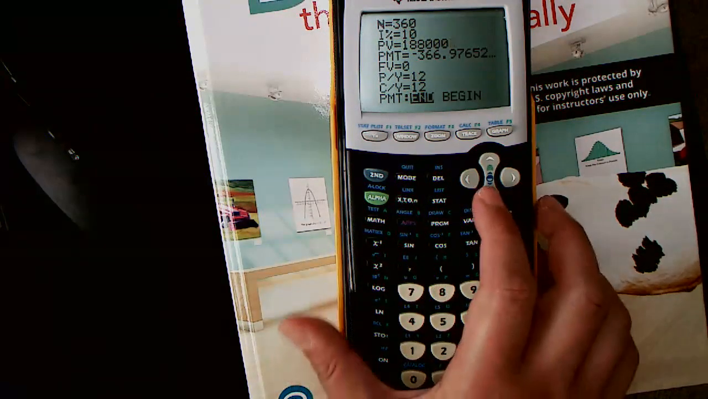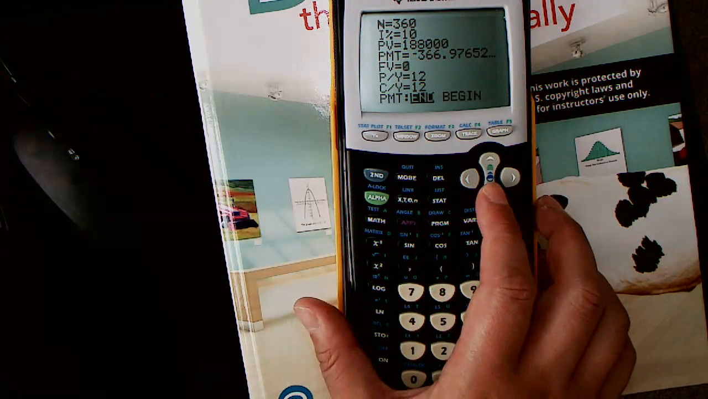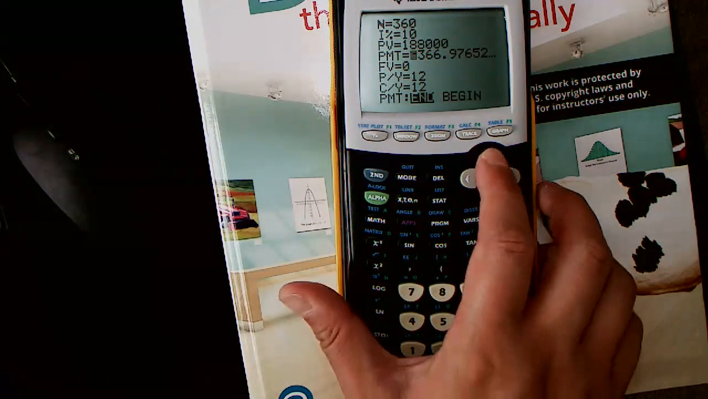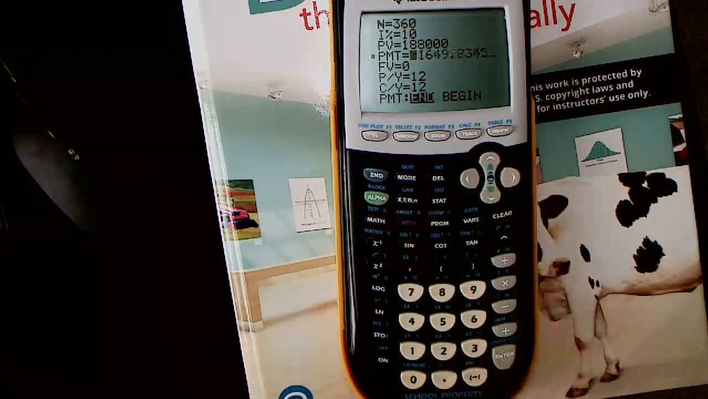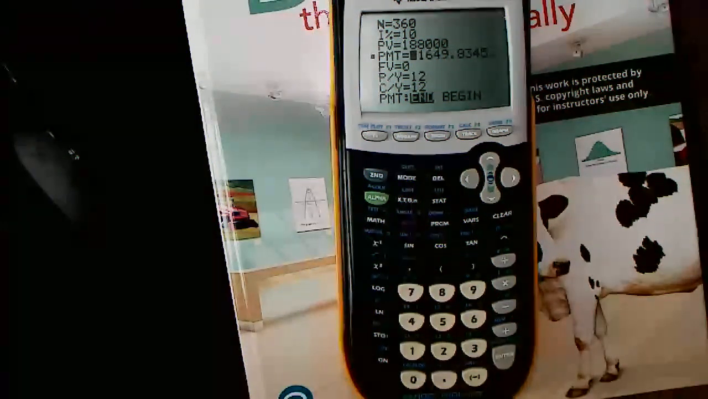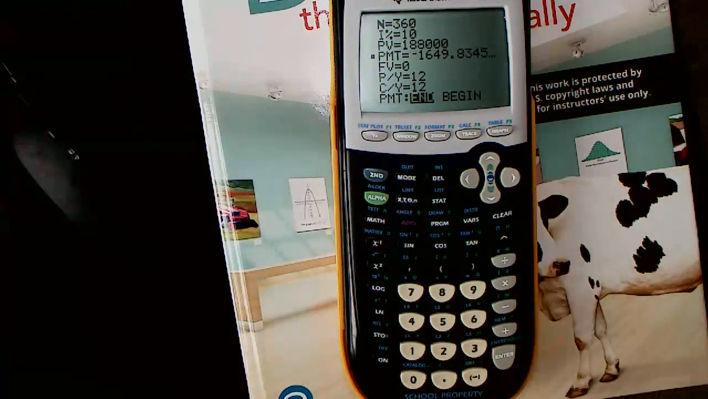Payment is what we're trying to figure out. So future value is 0, 12, 12. Solve for payment. Let me double check. 30-year loan, 10%, loan amount 188,000. Okay, that's correct. So every month you need to pay $1,649.84. Go back.